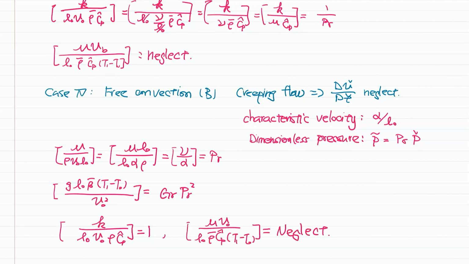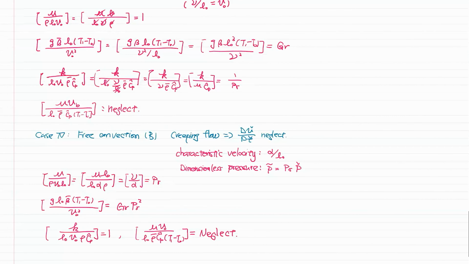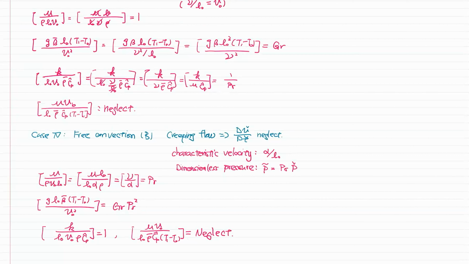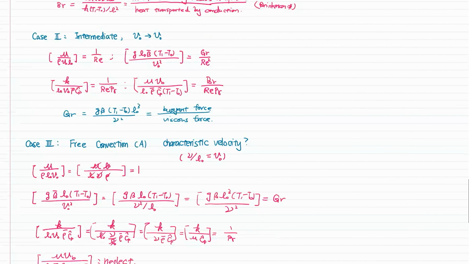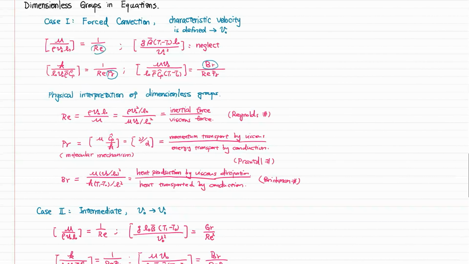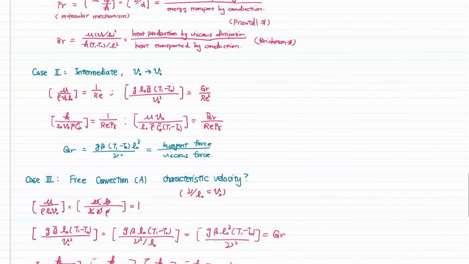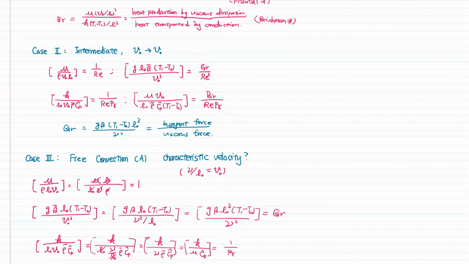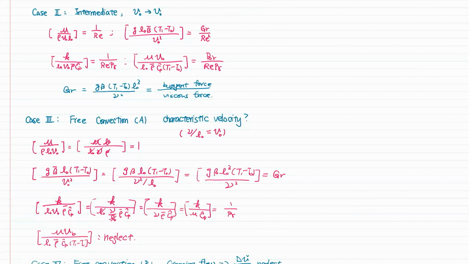So great, we have basically covered the 4 cases of the dimensionless form of the equations of change. Case 1 is forced convection. Case 2 is intermediate. Case 3 is the first case for free convection, and case 4 is the second special case for free convection. You can see that depending on the different systems or cases we're looking at, different dimensionless groups will appear.